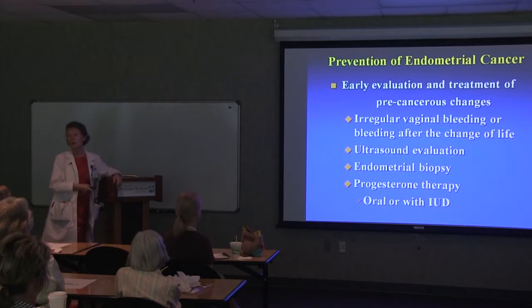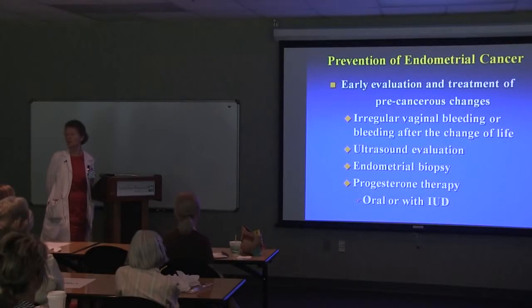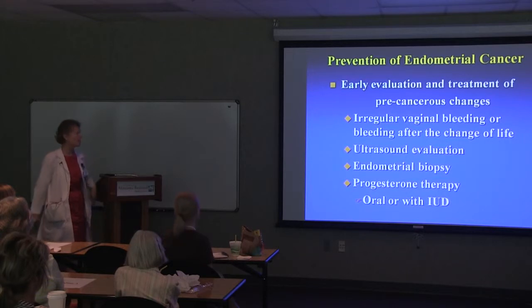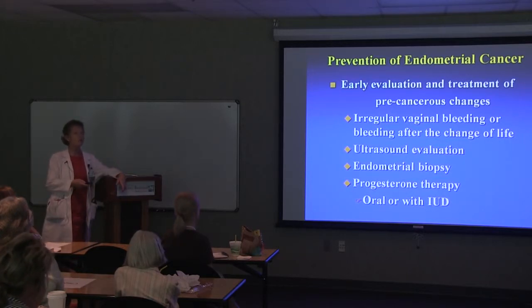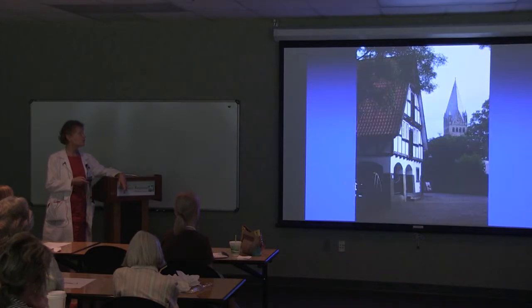Now, important though is the evaluation and treatment of early changes. So again, being in sync with your body. If there's any irregular bleeding, spotting, discharge, or very heavy period, or any kind of bleeding, spotting, brownish discharge after the change of life, that should be evaluated. And then what we do is an ultrasound. We sometimes do a biopsy, and there are hormone treatments, progesterone treatments available for these changes to prevent a cancer from developing in the first place.